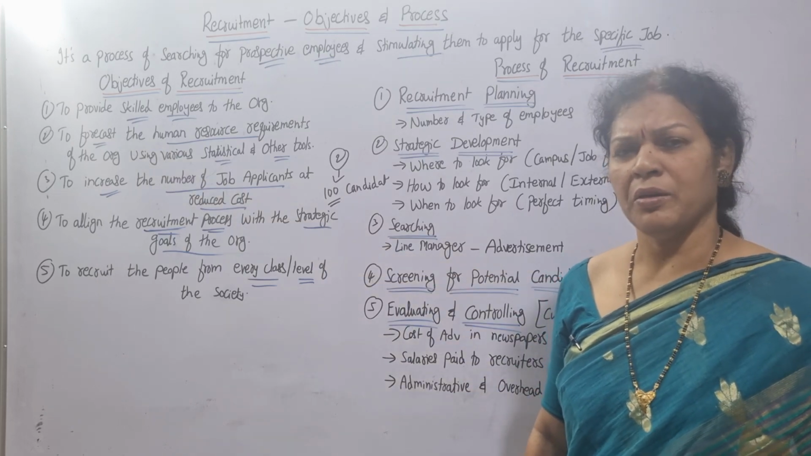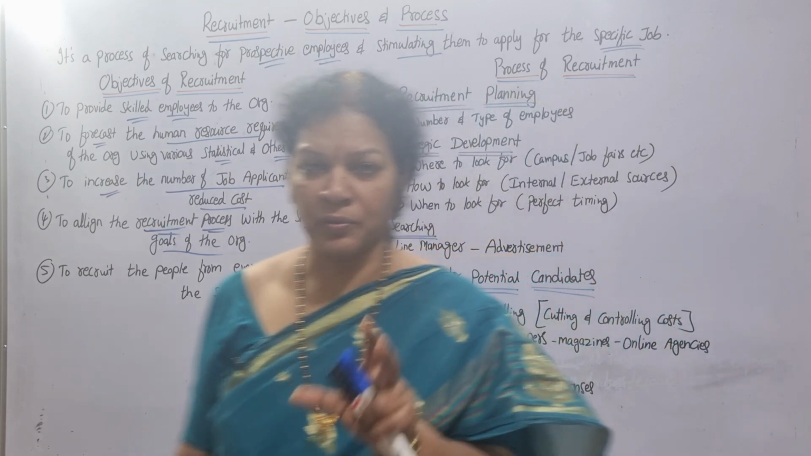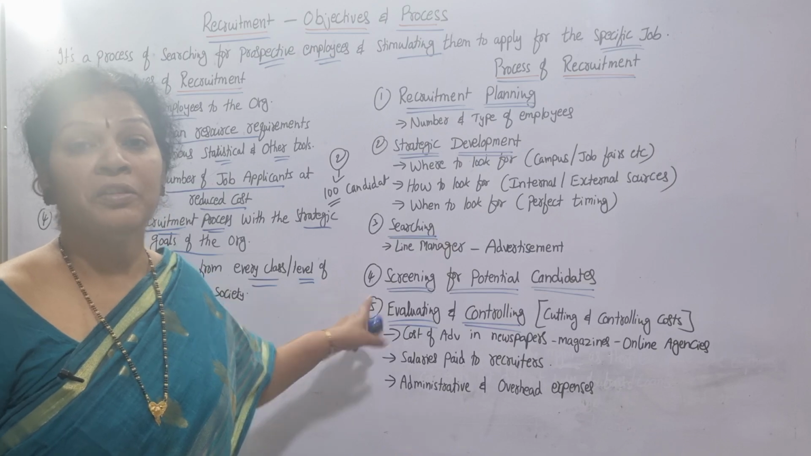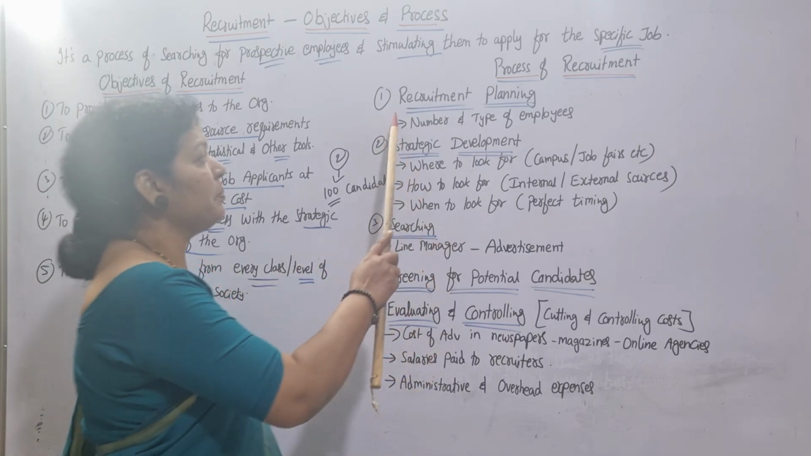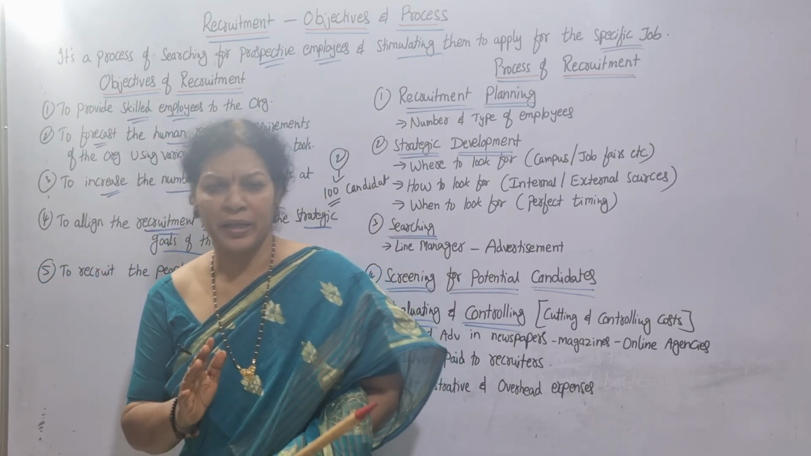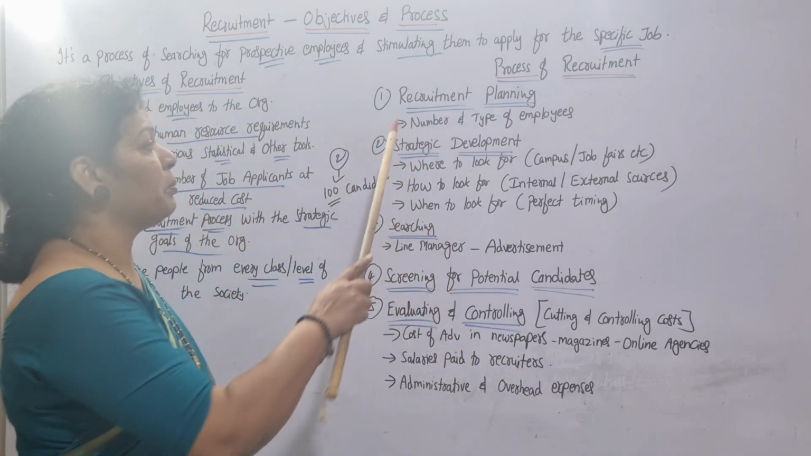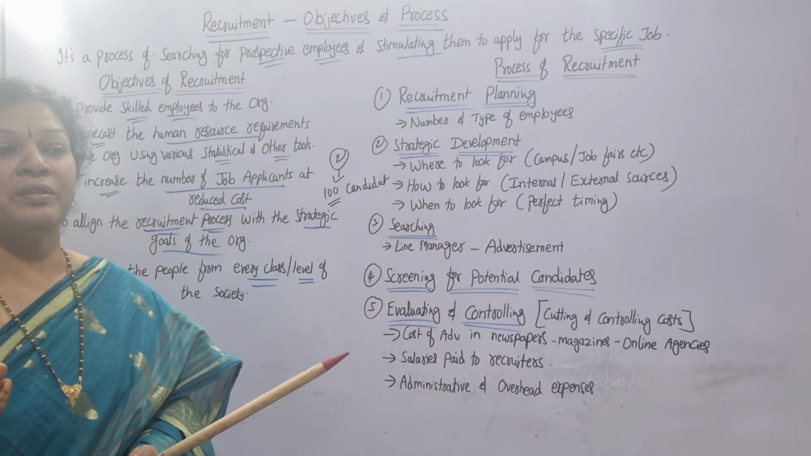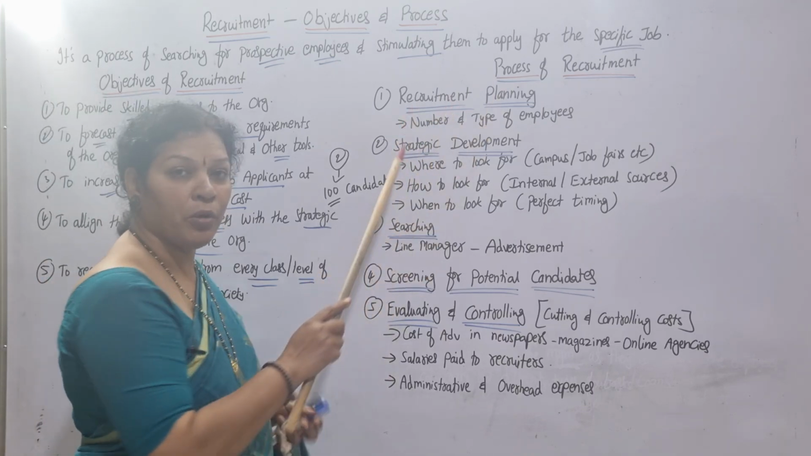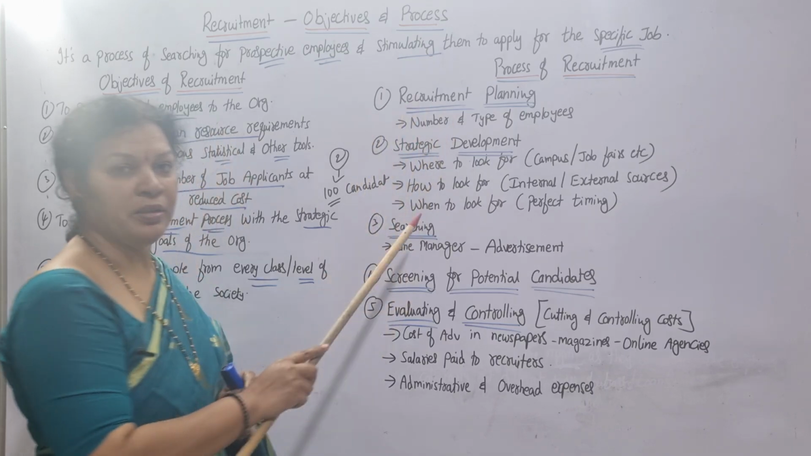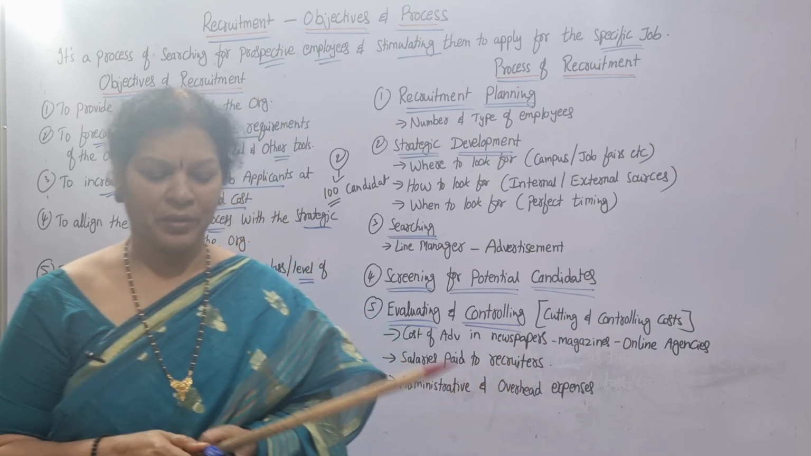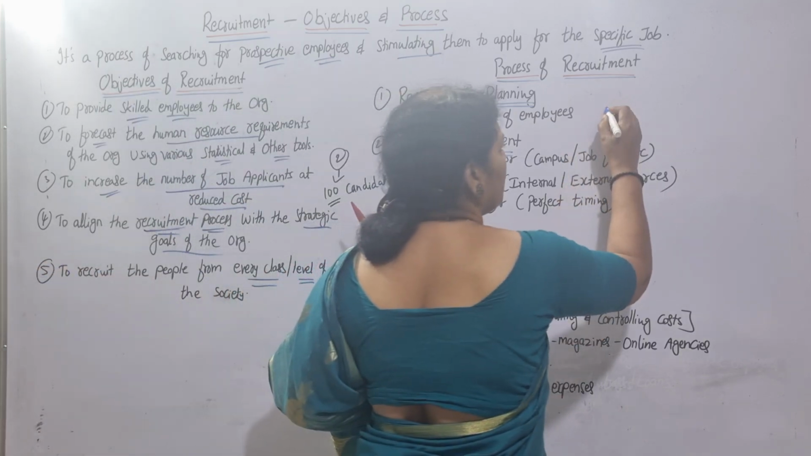Okay, objectives are over. Now, how do we go for the process of recruitment? The process of recruitment has 5 steps. The first step is recruitment planning. A requirement is there, so you are planning, recruitment planning. When do you go for recruitment planning? Whenever you find that there is a scope. According to that you want to go for recruitment planning. For planning, what do you want to focus on? Number of employees, types of employees. This you have to consider in your mind. How many employees are required? Say for example, we need 25 employees.